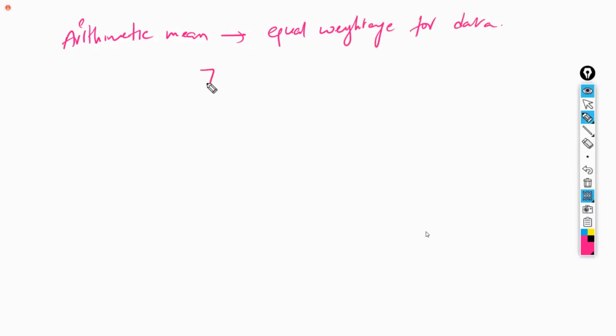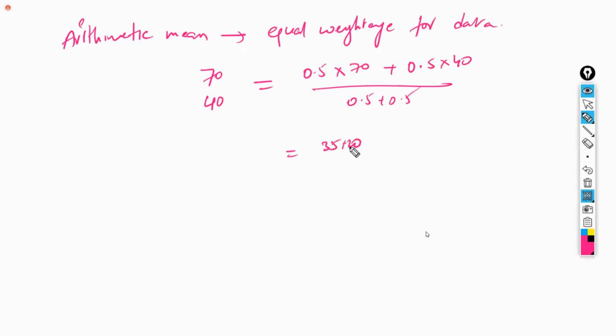For example, you are having 70 and 40, whatever example I have taken. So you are having the same weightage for both of them. Then you are going to apply 0.5 into 70 plus 0.5 into 40, because both are having the same weightage now, 50%, 50%, which is equal to 35 plus 20, 55. Which is also equivalent to 70 plus 40 divided by 2. Having equal weightage. Weightage is equal.